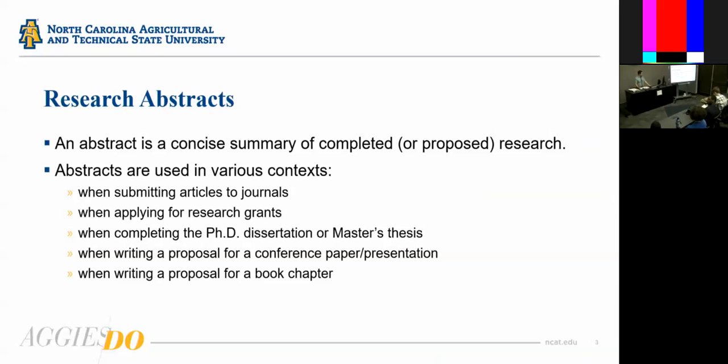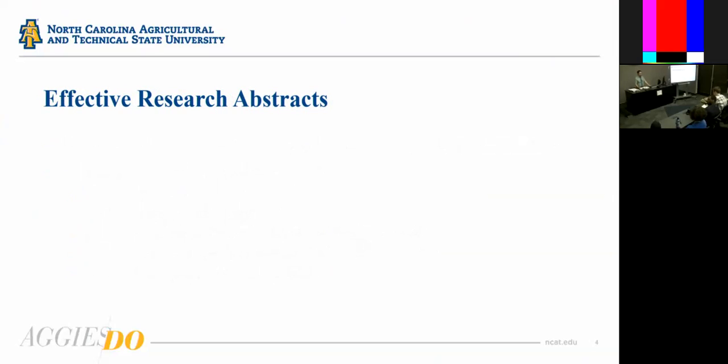All right, so we know what they are, of course, but let's talk about what makes a research abstract effective. And as you'll see, we're going to come back to these points when we look at some examples later on. So I want you to get the big picture, and then we'll try to apply this to some, I think, effective examples of abstracts. So if you're going to write an effective abstract, here are some things you want to keep in mind.